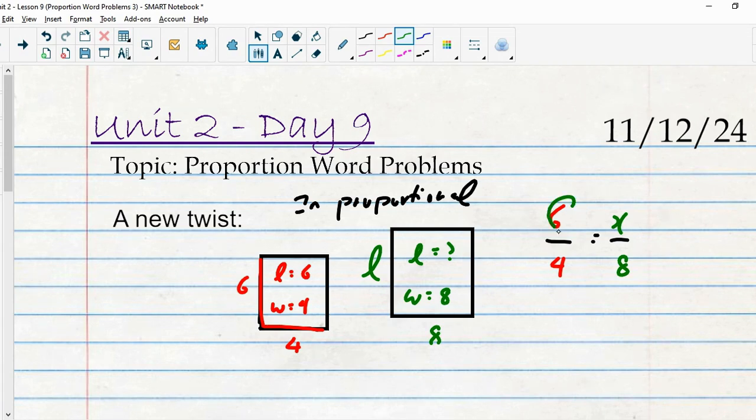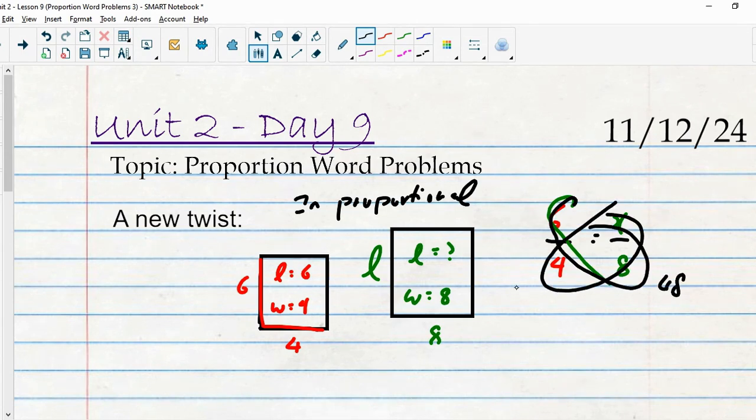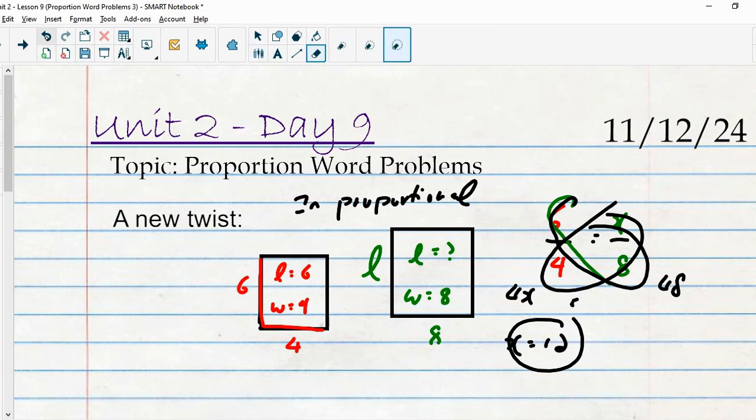So watch this. What's 6 times 8? Yeah, 48. And 4 times what gives you 48? Oh, it's 12 again. The answer doesn't change, in other words. That's what I'm trying to say. Alright, let's move on.